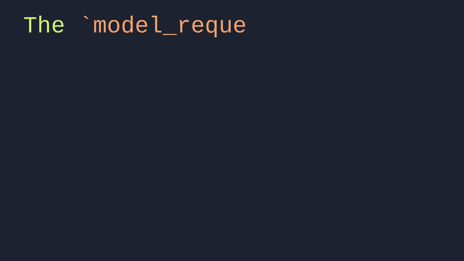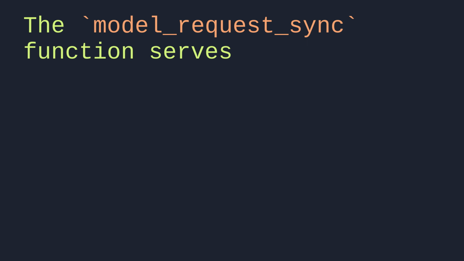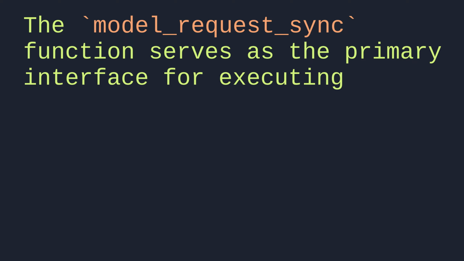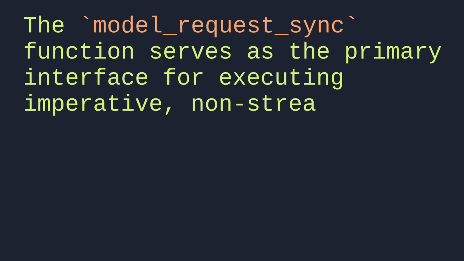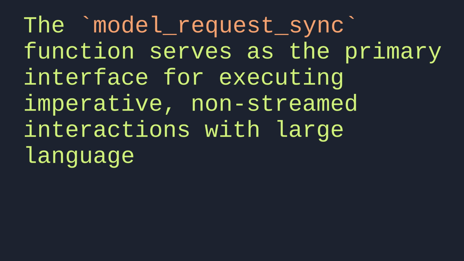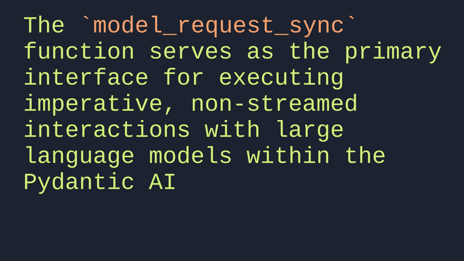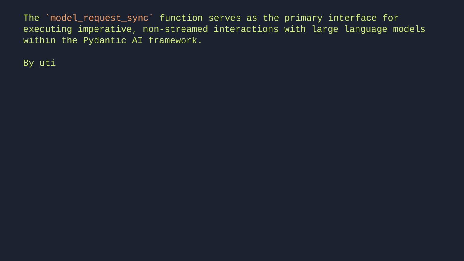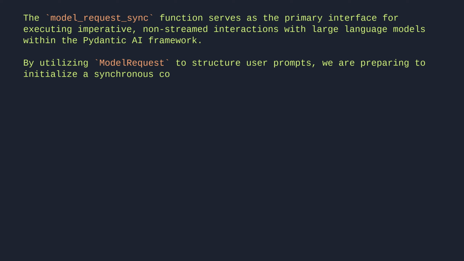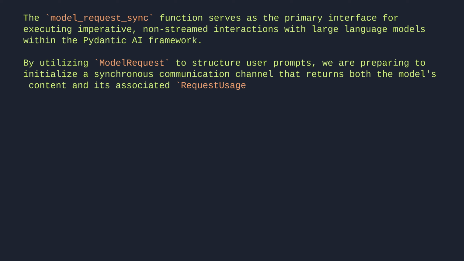The ModelRequest sync function serves as the primary interface for executing imperative, non-streamed interactions with large language models within the Pydantic AI framework. By utilizing ModelRequest to structure user prompts, we are preparing to initialize a synchronous communication channel that returns both the model's content and its associated request usage metrics.